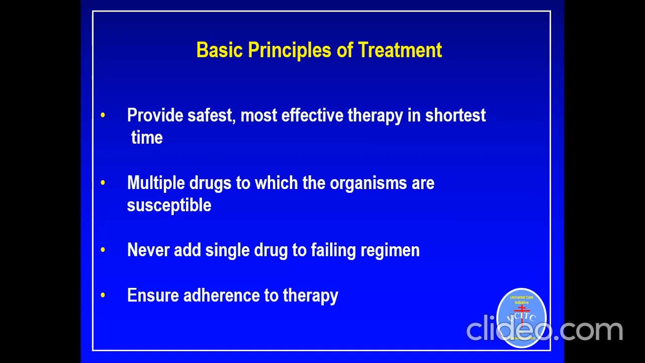And never add a single drug to a failing regimen. So we always remove 2 drugs and add 2 more drugs so that amplification does not occur. And of course, ensure adherence to therapy. So that's the backbone of TB control. So adherence has to be at least 90 to 95%, if not 80%, so that there are chances of good cure.